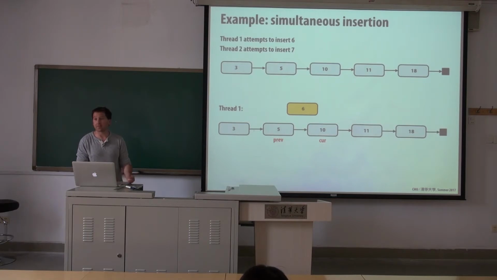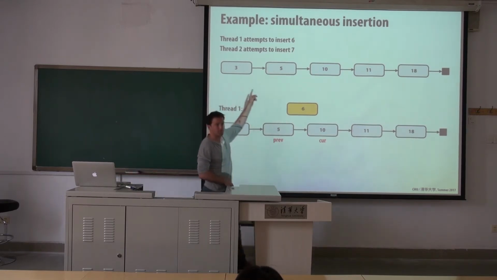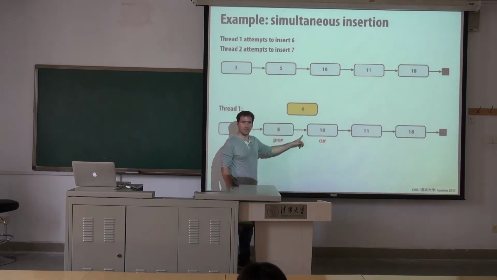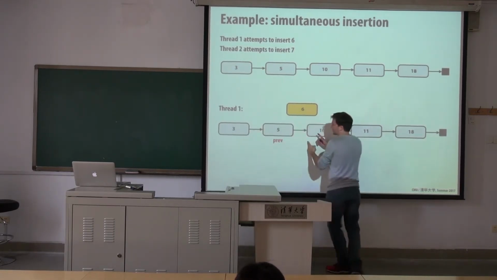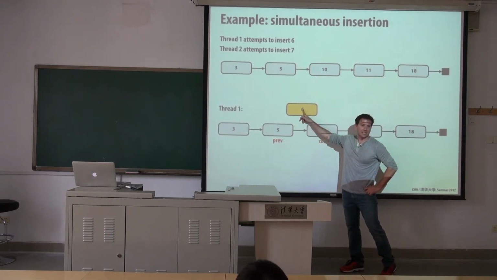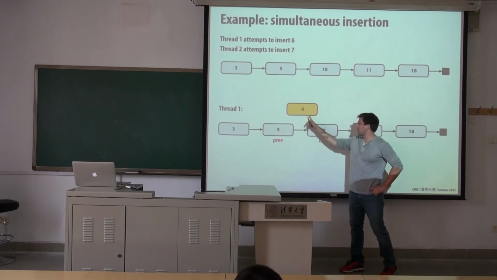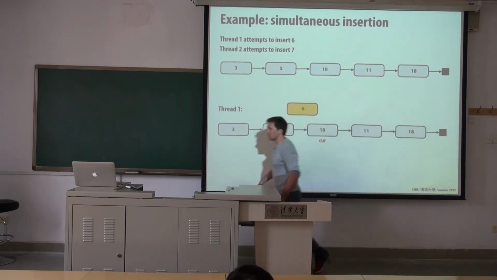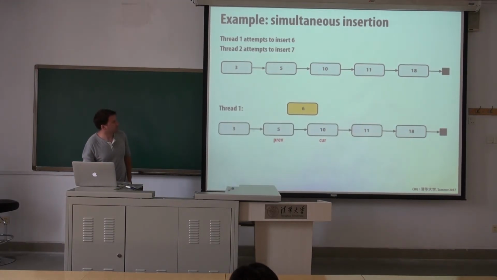So let's try it. Let's say that thread 1 wants to insert 6, and thread 2 wants to insert 7. Here's my list, with these numbers, and we want to insert 6. So 6 needs to go here. To insert 6, we're going to say this node's next pointer will point to 6, and 6's next pointer will point to 10. Correct? So that's what I want to do.